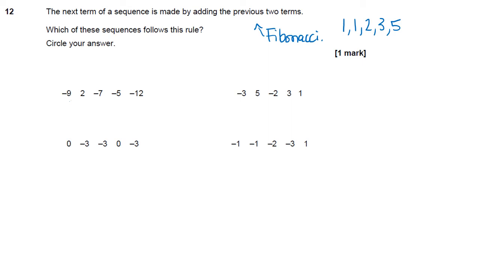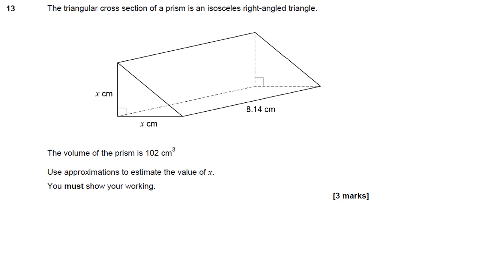Oh, well, that's hopeful, because that's what we've got there. 2 plus minus 7, well, that's the same as 2 minus 7, which is minus 5. Oh, that works. And then minus 7 plus minus 5, so minus 7 minus 5, that gives minus 12. Oh, well, there we are. We've got lucky. It's the first one in the sequence there. So let's just move on. If we found the right answer, there's no point dwelling on it.